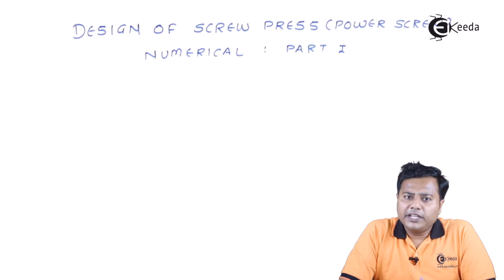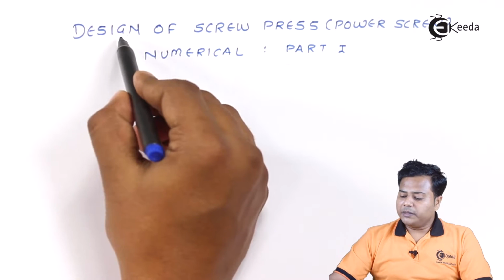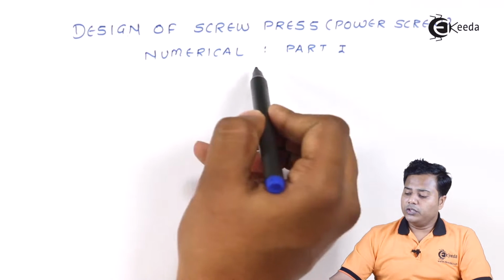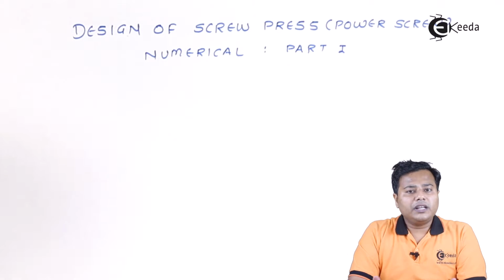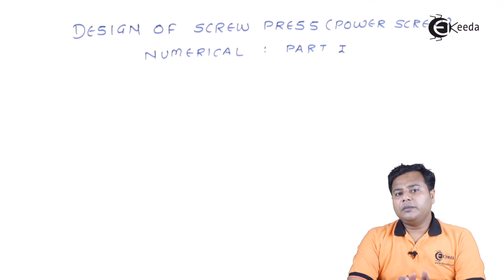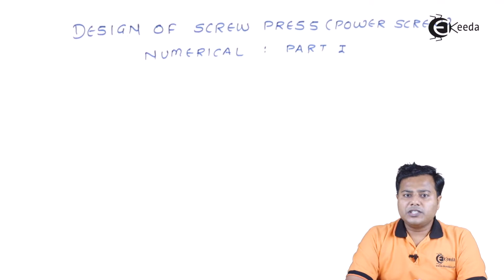Screw press is an application where power screws are used. So we are going to design a screw press based on the given data. The topic name itself is design of screw press, a kind of power screw, numerical part 1. These numericals are basically lengthy in nature, and that's why we are dividing them into multiple parts. So don't forget to watch the next lecture also, which is the continuation of this design.